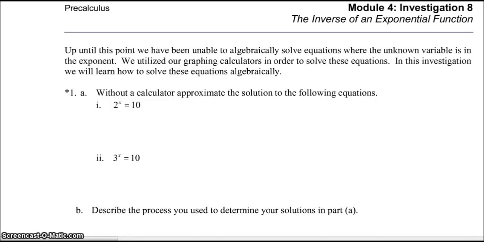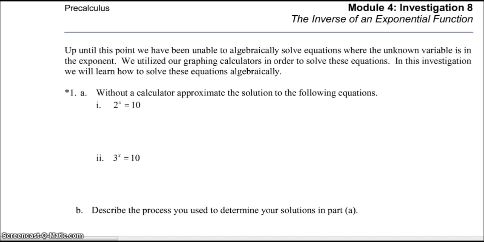Module 4, Investigation 8, the inverse of an exponential function. Okay, right away I see the word inverse and I'm thinking the output of the original function becomes the input of the inverse function, and the output of the inverse function is the original input.